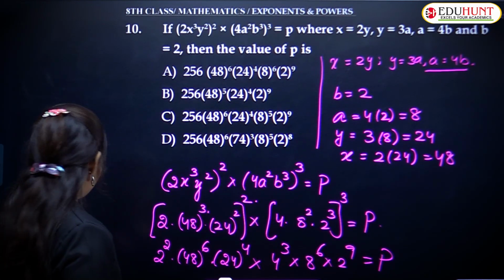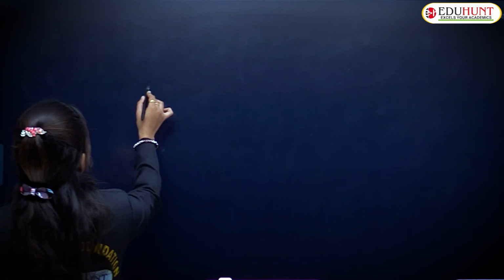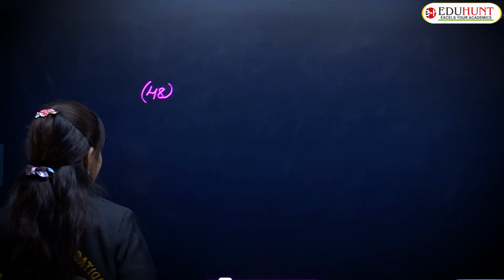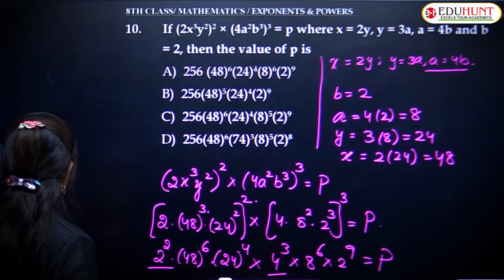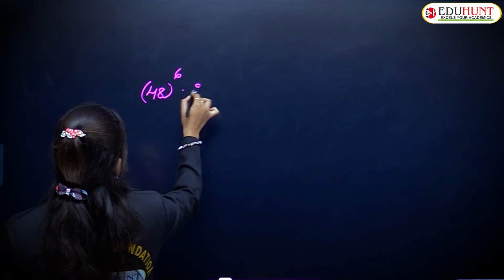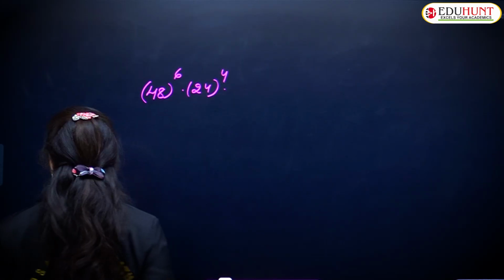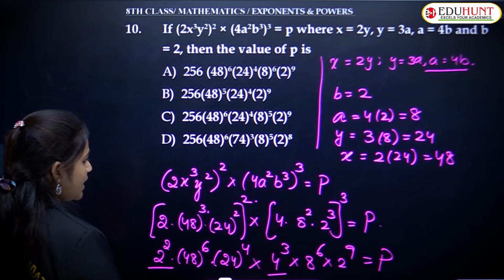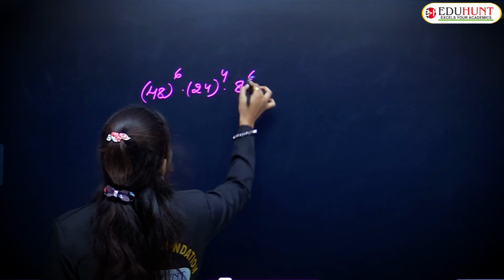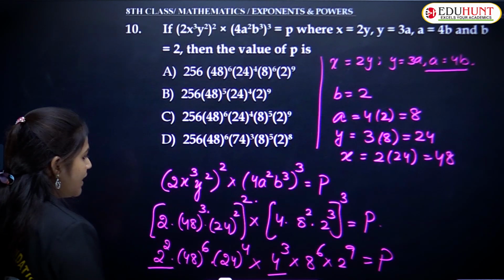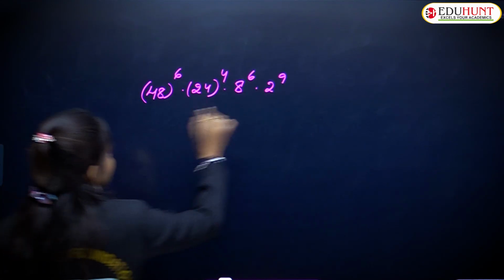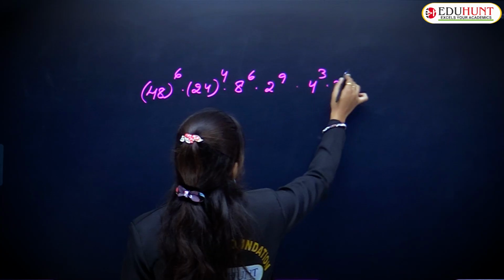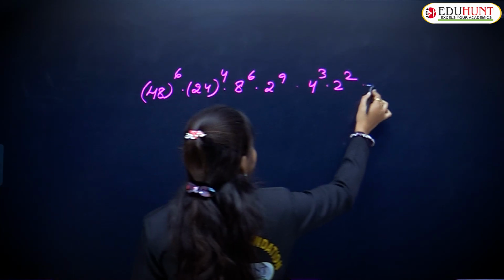Understand? So substitute these values, just simplify it. So just leave the 2 square and 4 cube, we will write them later. 48 power 6 into 24 power 4 into 8 power 6 into 2 power 9, still we are having leftover 4 cube and 2 square. So into 4 cube into 2 square, understand? So this value is equal to p.